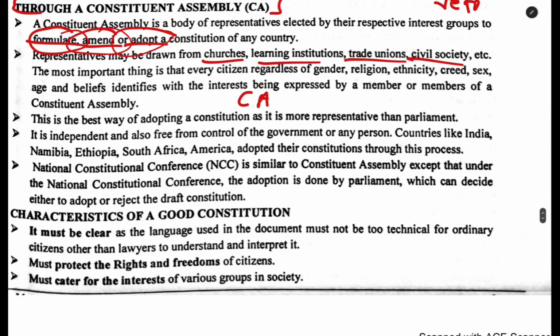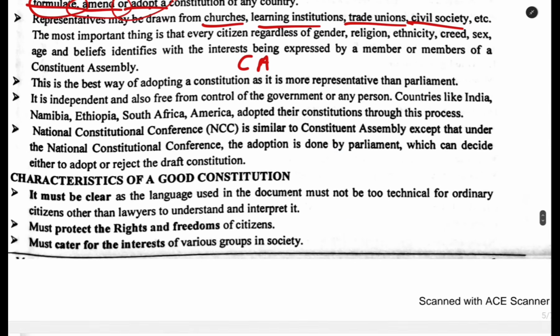Then, what is the other thing that we can look at? The other thing that you need to know is that the Constitution adoption process can also be done by the National Constitution Conference. And the only difference from the Constituent Assembly is that with this one, the adoption is done by the Parliament. Okay, so that's very important also to know. Like I said, we need to look at also the characteristics of a good constitution.